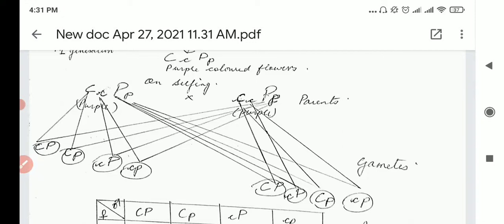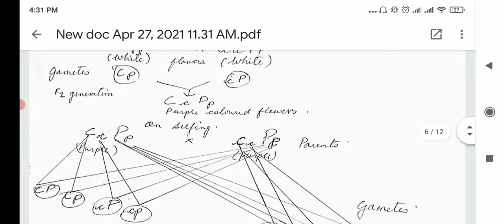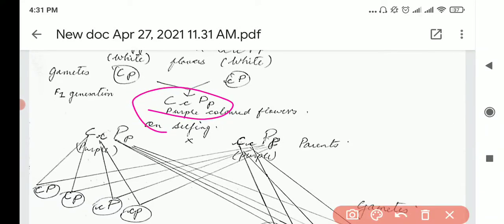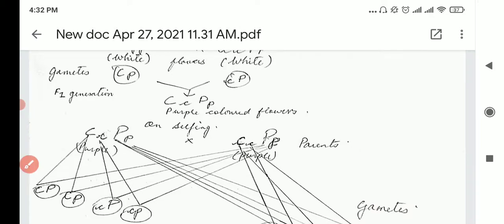Now look here, for those of you who don't know how to make the gametes, let us self this plant. When I say selfing, it means I will cross this one with another flower which carries the same genotype, capital C, small c, capital P, small p. So we are selfing, meaning the same genotype.